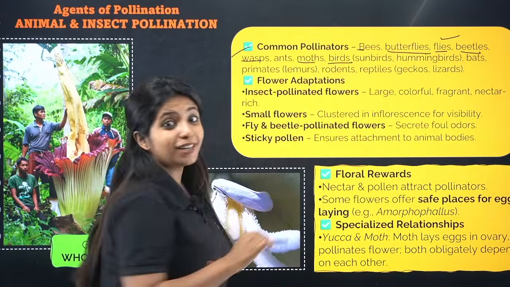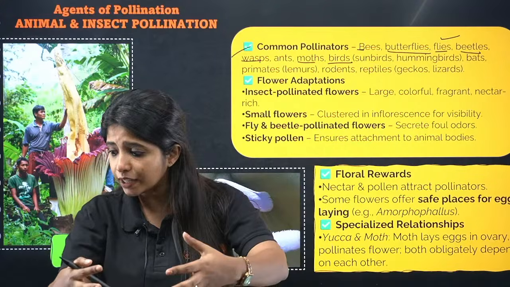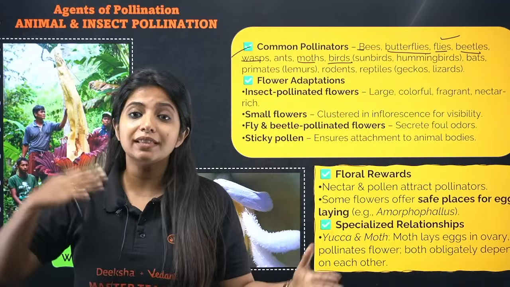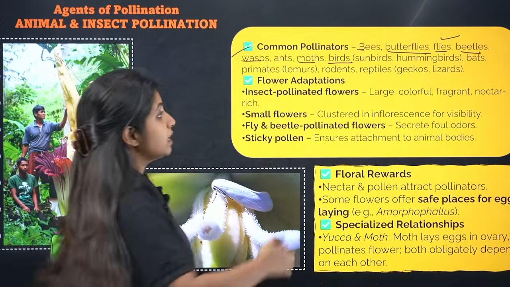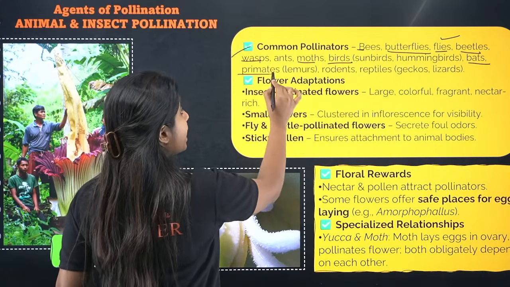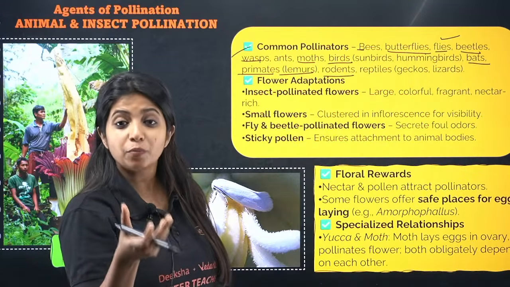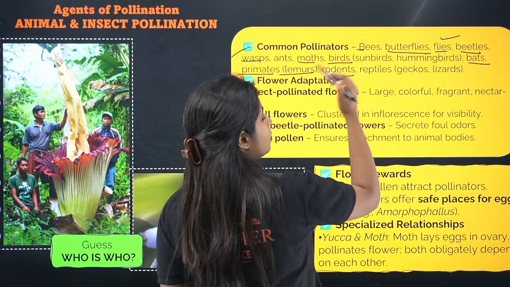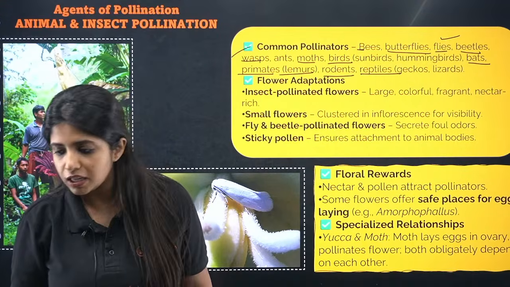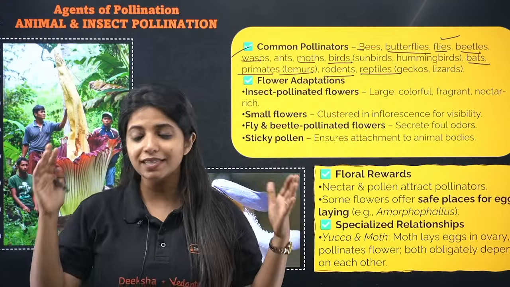Moth, bird, hummingbird, sunbird, they come and take the nectar and all. While they do that, again they will have pollen grains on their surface, and they can transfer it as well. Similarly you have bat. Can you imagine? Bat is also one. In primates you have lemurs, you have rodents, basically mice and all. They can be a biotic agent. There can be reptiles such as geckos and lizards as well. All of them are the common pollinators that we have.